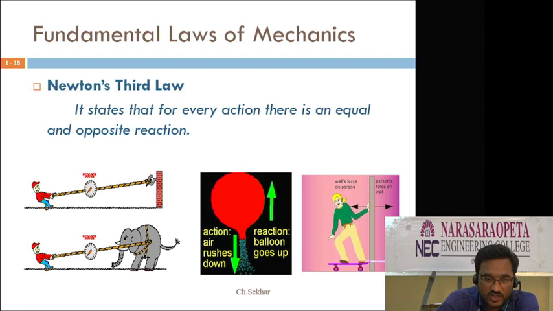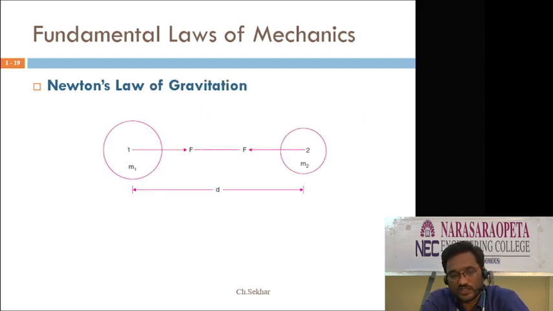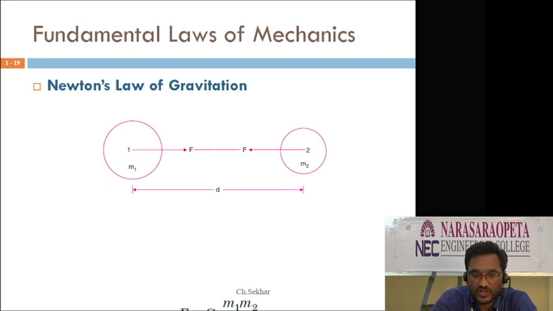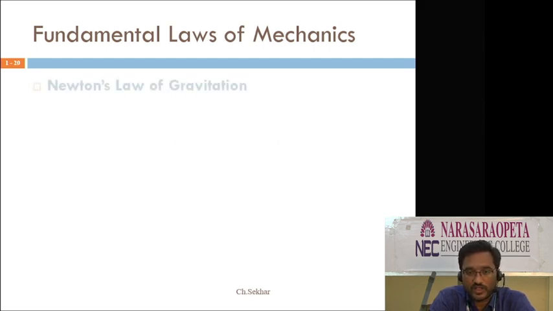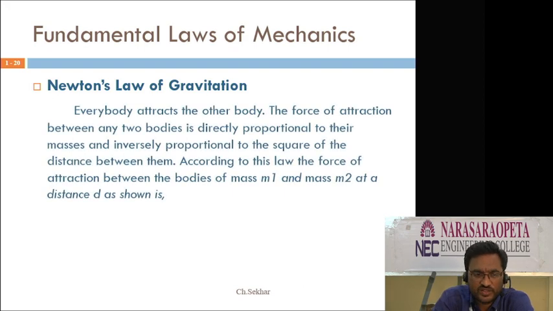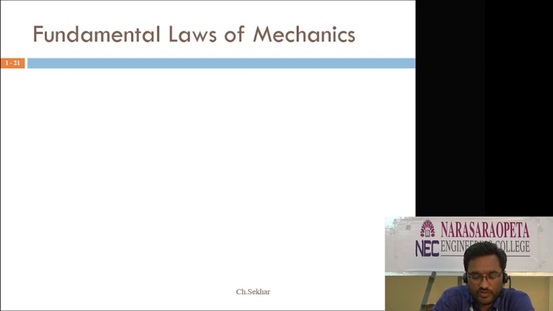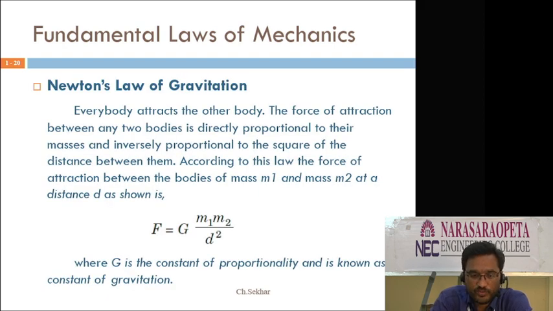Now, some more fundamental laws of mechanics. The next law is Newton's law of gravitation, the gravitational force of attraction. It states that if two bodies attract each other, the force is directly proportional to the product of their masses and inversely proportional to the square of the distance between them. So F is proportional to m1 m2 divided by d squared. Introducing the constant of proportionality, F is equal to G m1 m2 divided by d squared.